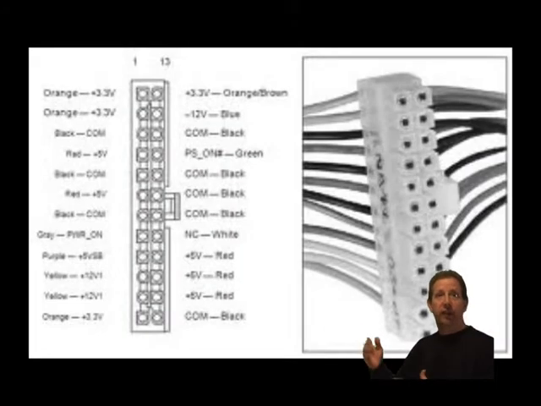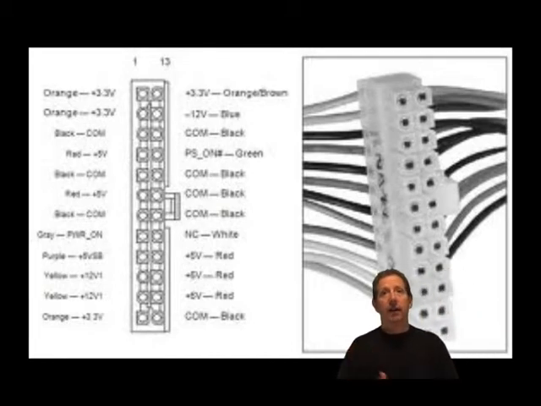Okay. This next figure shows the pinouts for the 24-pin power cord connector, which is color-coded to the wires from the power supply. And the 20-pin connector is missing the lower 4 pins. In this photo and diagram, you can see all that.